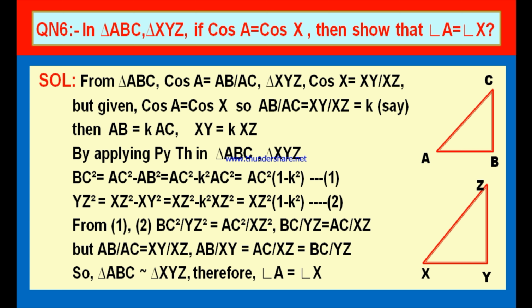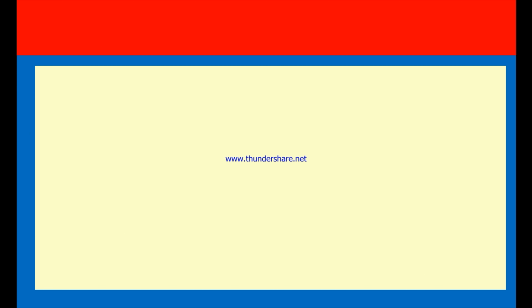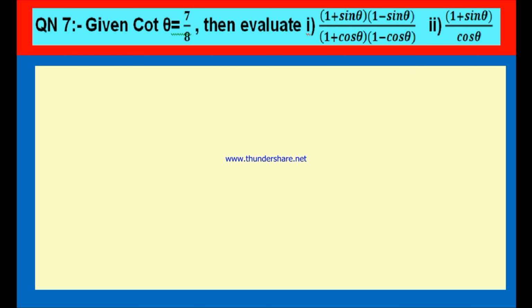Okay. Now let us look at question number 7. The question is, given cot theta is equal to 7 by 8, evaluate the first bit, 1 plus sin theta into 1 minus sin theta by 1 plus cos theta into 1 minus cos theta, and the second bit, 1 plus sin theta by cos theta. I shall repeat. I have to find these two values.